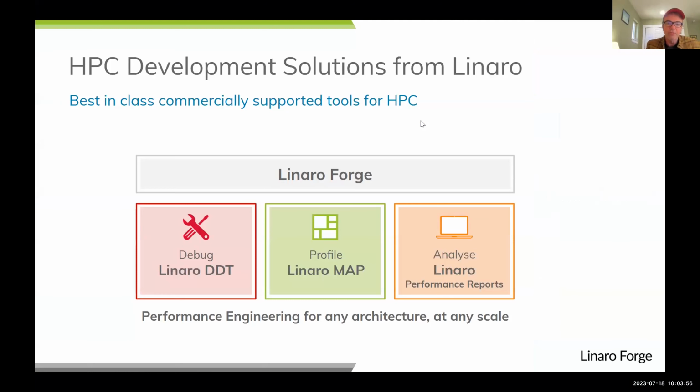Okay, so our tool's Forge. This is the integration of our debugger, DDT, our source code profiler, MAP, and our application profiler, Performance Reports. All of our tools are designed from the ground up, both architecture and user interface wise, to be optimized for HPC codes, particularly traditional SPMD type codes where you're using something like MPI for distributing a lot of processes and decomposing data.